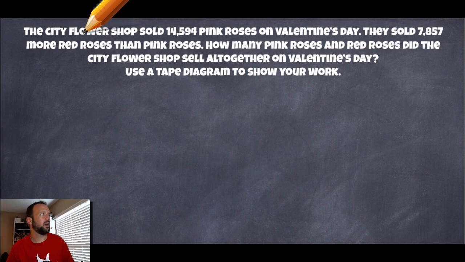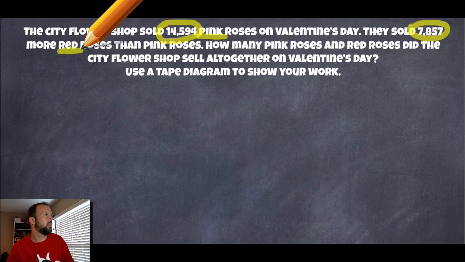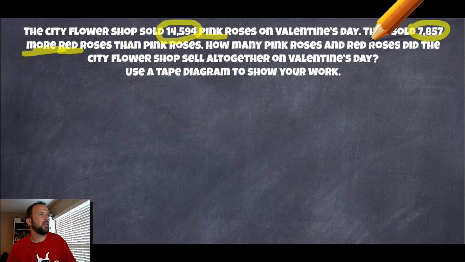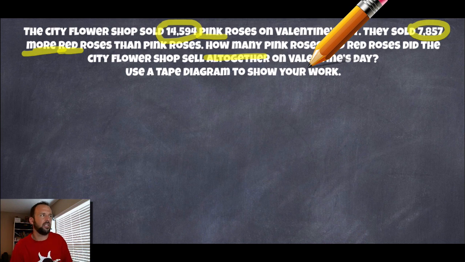So again, to read it one more time, the city flower shop sold 14,594. I'm going to go ahead and just highlight that, because I'm sure that's going to be important somewhere. And these are pink roses on Valentine's Day. They sold 7,857 red roses, more red roses than pink roses. So that looks like that's going to be important too. How many pink and red roses did the city flower shop sell all together? So that's the actual question that they're asking us. How many did they sell all together, right?